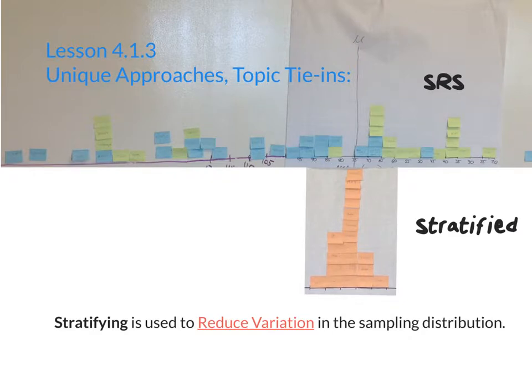Many teachers and students would explain stratifying as a way to increase fairness in a sample. However, nothing could be more fair than a simple random sample, that is, where each person and group has an equal chance of being selected. The true purpose of stratifying is to reduce variation in the sampling distribution.